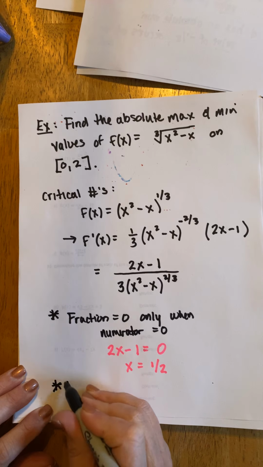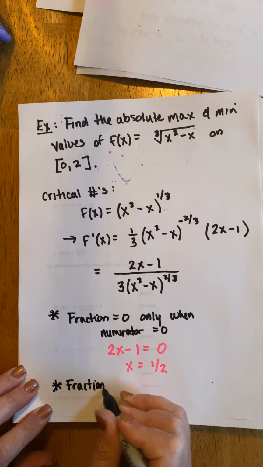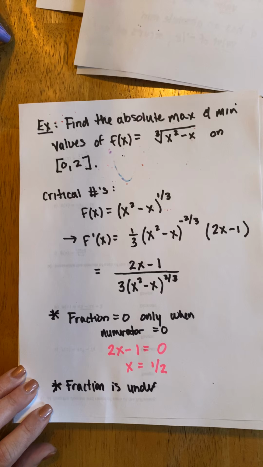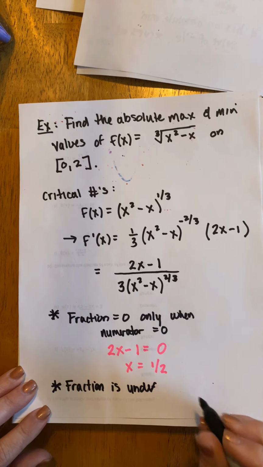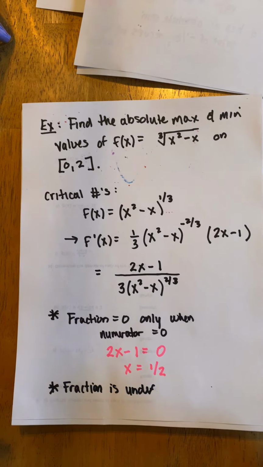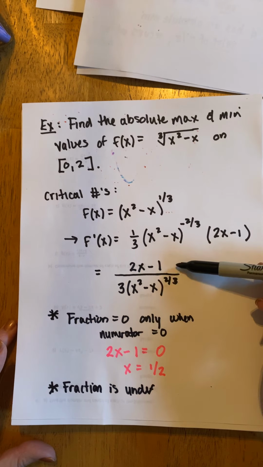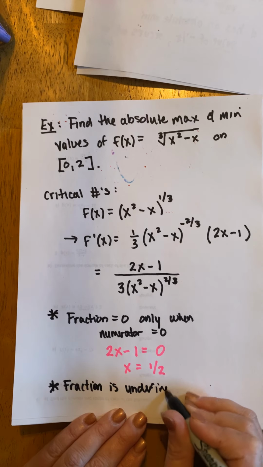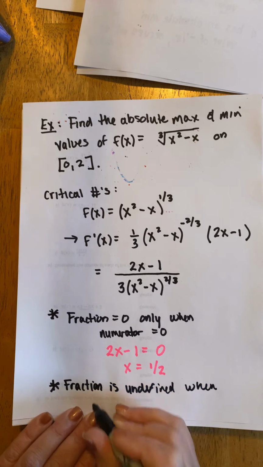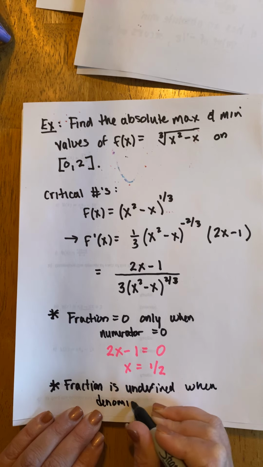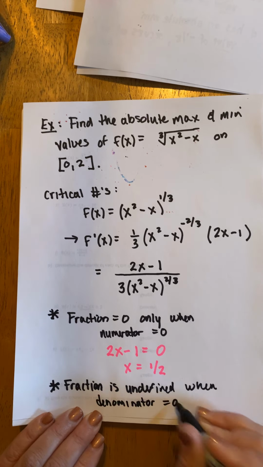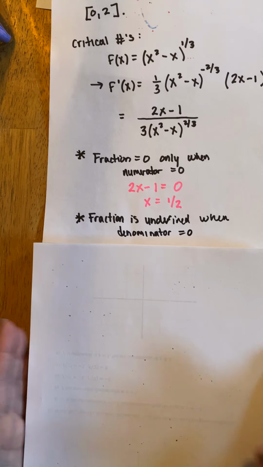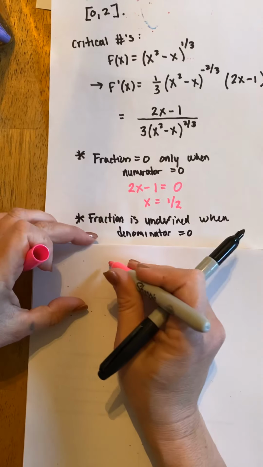A fraction is undefined when the denominator equals 0. Because our critical numbers are when a derivative equals 0 or is undefined. The fraction equals 0 when the numerator is 0, and that happens in this problem when x is equal to 1/2. A fraction is undefined when the denominator equals 0. So now we can solve for that one. So we take the denominator and set it equal to 0.